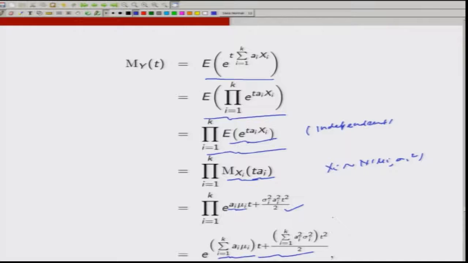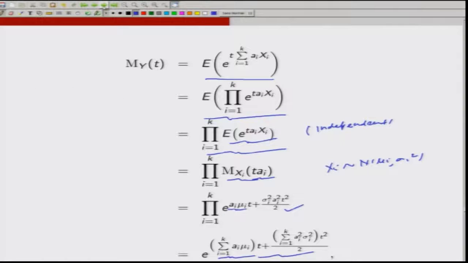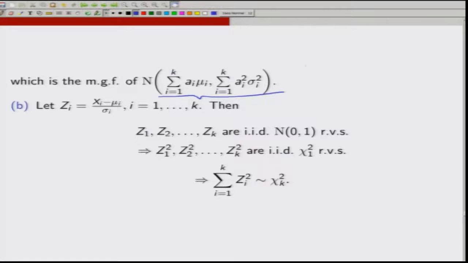Now this is nothing but the MGF of a normal with mean summation ai mu_i and variance summation ai squared sigma_i squared, which is the MGF of this. So by uniqueness of MGF, I can say that the distribution of Y, which is summation ai Xi, is normal with these parameters.